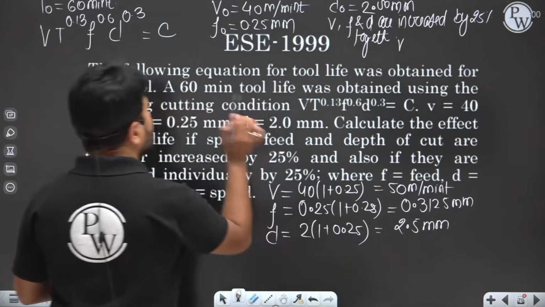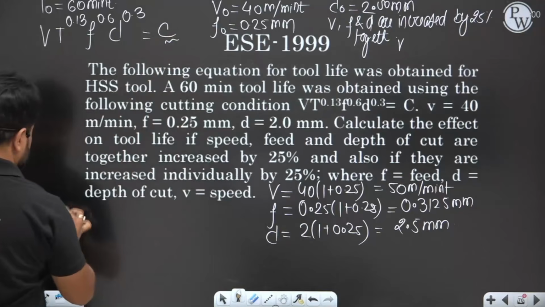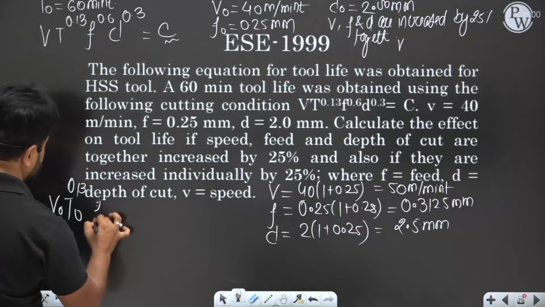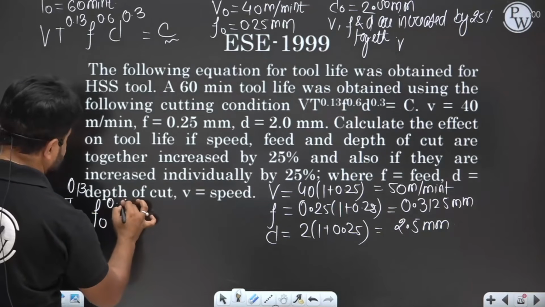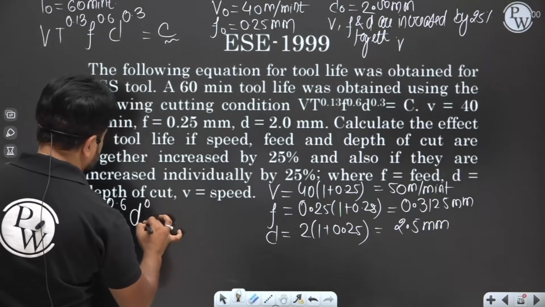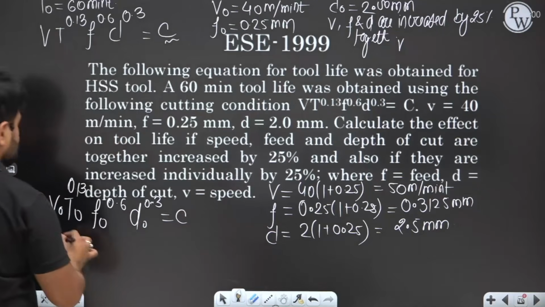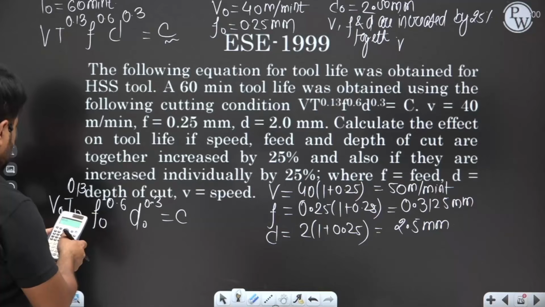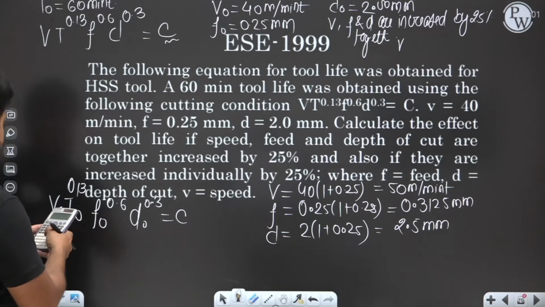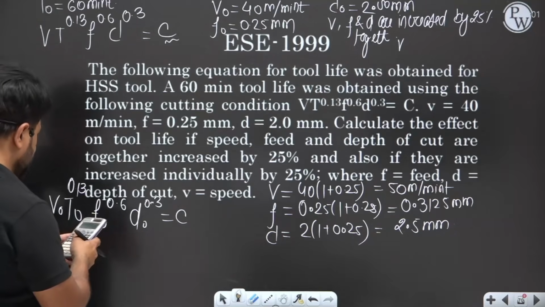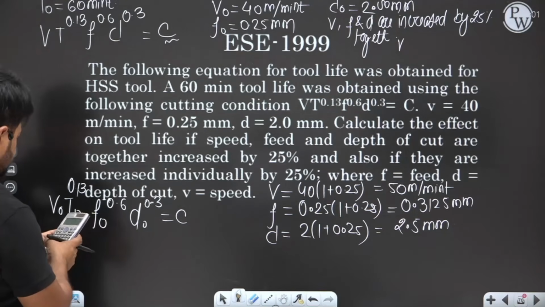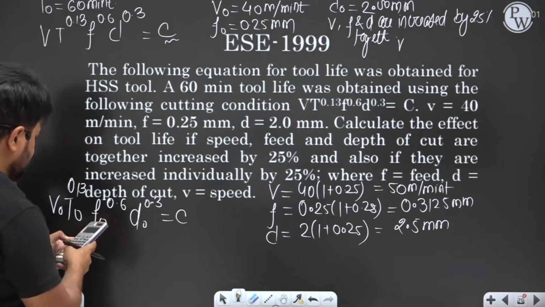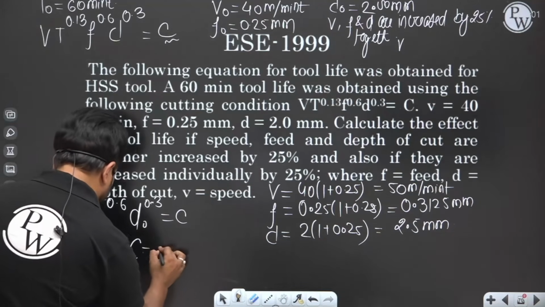So what will be the tool life? For that we need to find the value of C. Now V0 T0 to the power 0.13 into F0 to the power 0.6 into D0 to the power 0.3 equals C. So V0 is 40 into T0, which is 60, to the power 0.13, into F0, that is 0.25, to the power 0.6, into D0, that is 2 to the power 0.3. Now C is coming what?